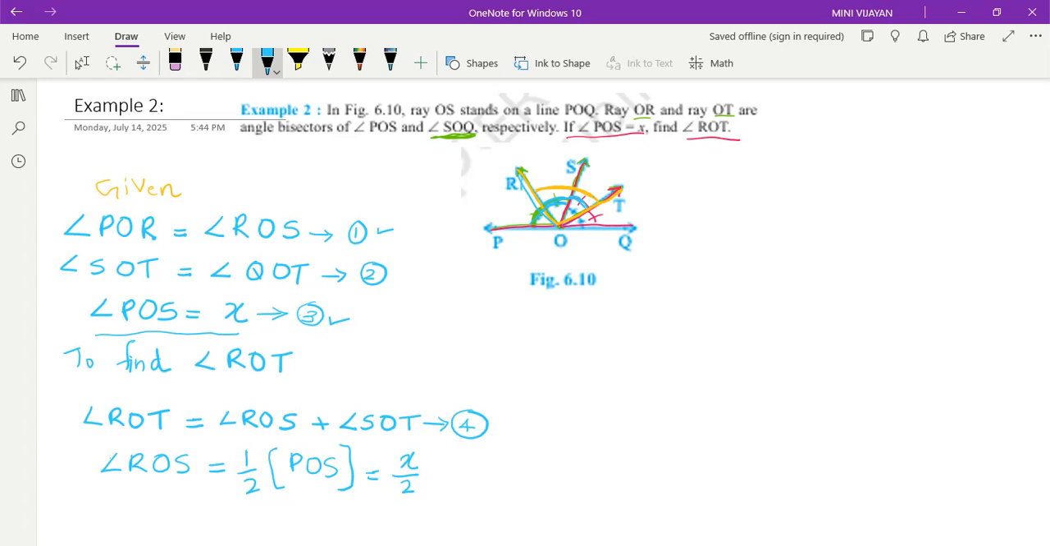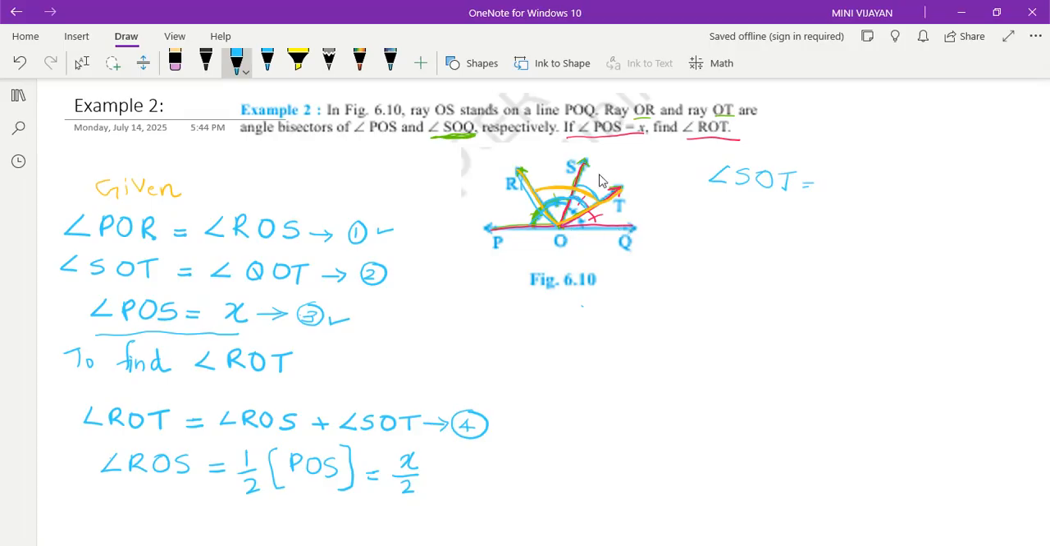Now SOT. What is SOT? How to write SOT? We can see from the figure, this one is actually angle SOT. Is that clear? See this angle. This part is SOT. Can you tell me that is the half of which angle? SOT is the half of which angle? SOT is the half of SOQ.